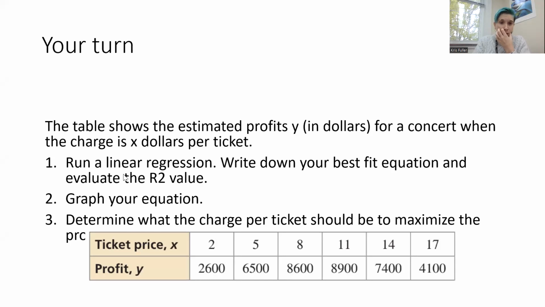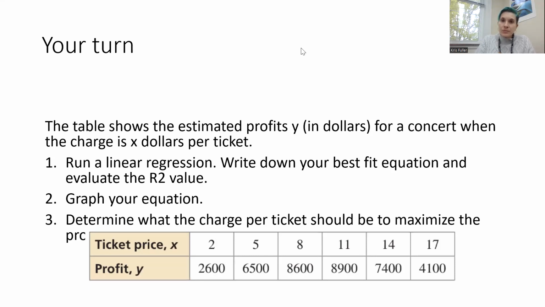We're going to run, again, a quadratic, not linear regression. Write down our best fit equation. We're going to graph our equation, and then we're going to determine what the charge per ticket should be to maximize the profit. In other words, what X value gives me my maximum Y value. So this time I'm going to actually share my screen so you can see my calculator and follow along.